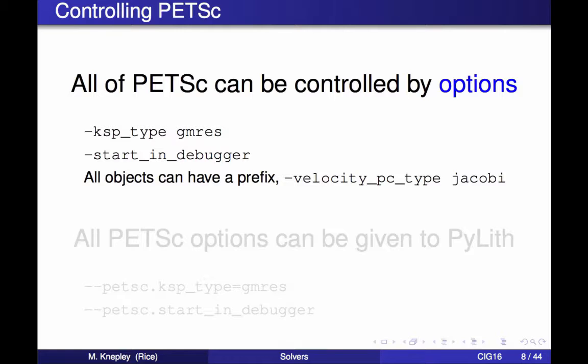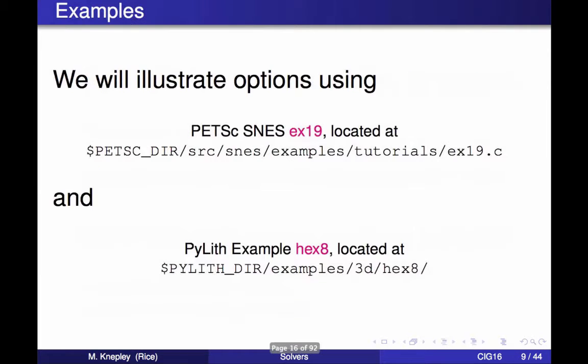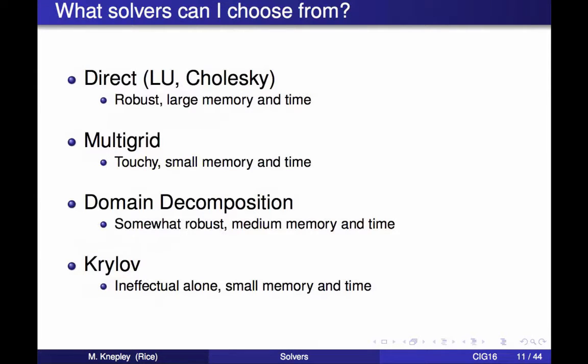And what we tend to do to namespace things is to give these options prefixes. And this is the same thing that happens in PyLith, where you give prefixes. And all the PETSc options can be given to PyLith this way, either put in the PETSc section in the CFG file or just given as a prefix. You'll notice that the namespacing in PyLith is dots. The namespacing in PETSc is underscores. So they mix all right. I'm going to show examples with something in PETSc for nonlinear stuff and something in PyLith for linear stuff, just to show you both.